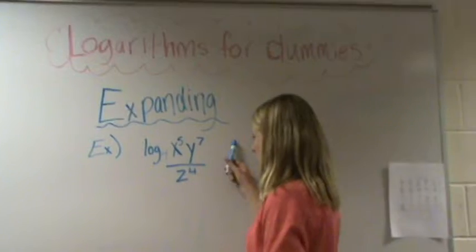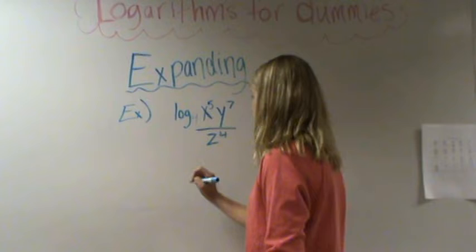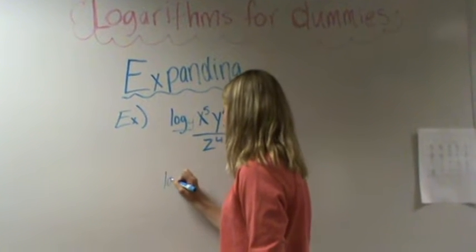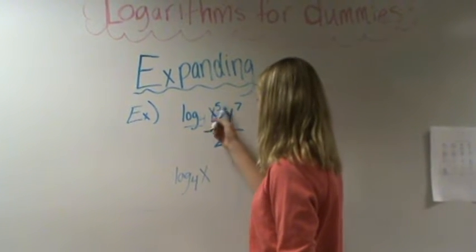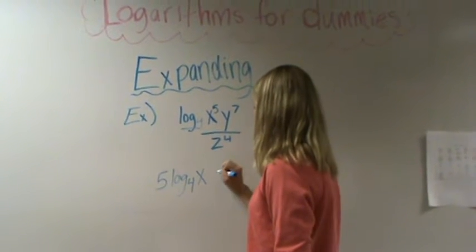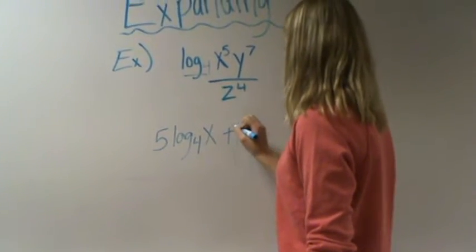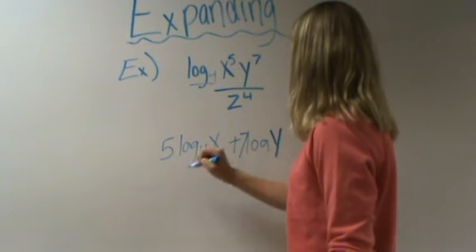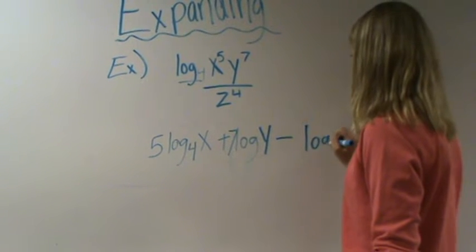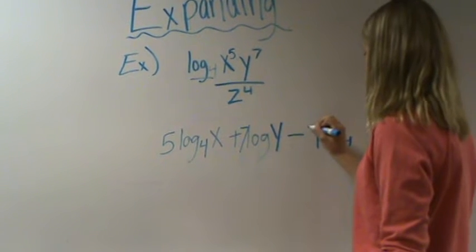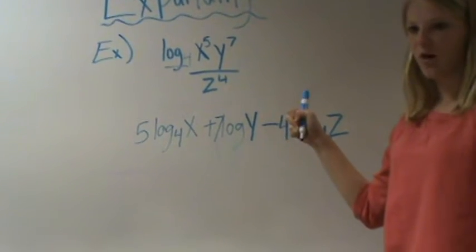Okay, when expanding logarithms, you're going to think of multiplication as adding them and dividing as subtracting. So they're all going to have the same base. So it's going to be log 4, and then you're going to take the x and put it next to it, and then the 5 is going to go in front of it. Then you're going to add log of 4 again, and then the 7, the exponent, is going to go in front of it, and the variable next to it. Then since it's divided, you're going to subtract log of 4. You take the exponent, you put it in front of it, and you put your variable at the end, and that's how you expand logarithms.